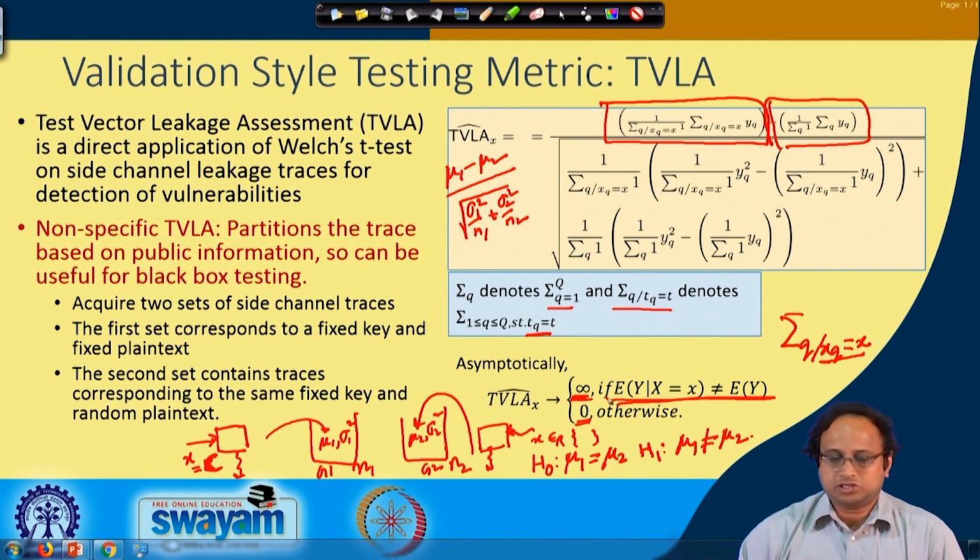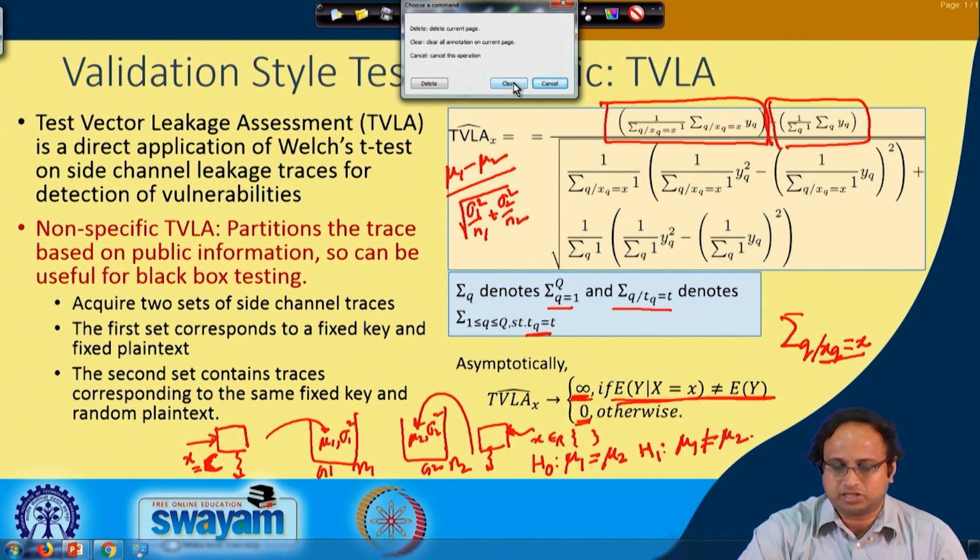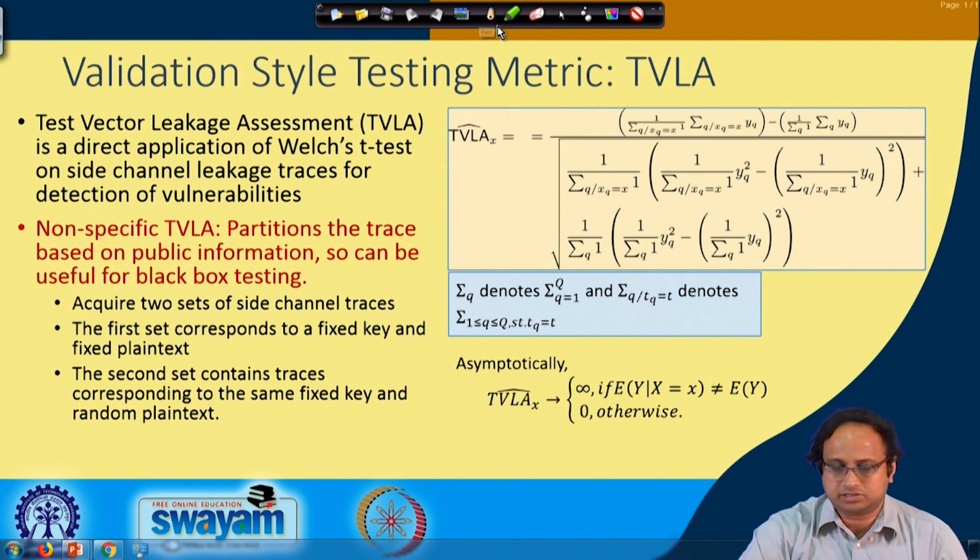So this forms the basis of what is called the test vector leakage assessment test, which is something that we will be studying in detail in the next class.